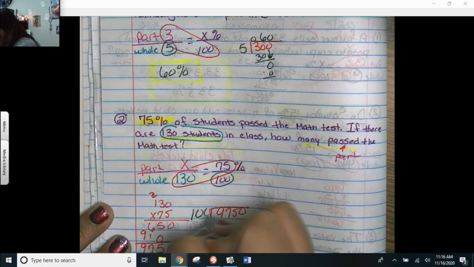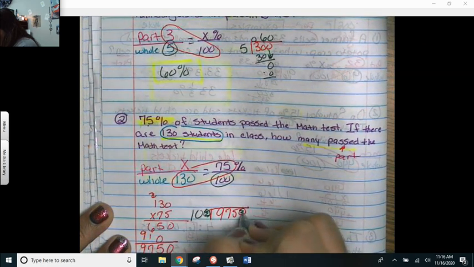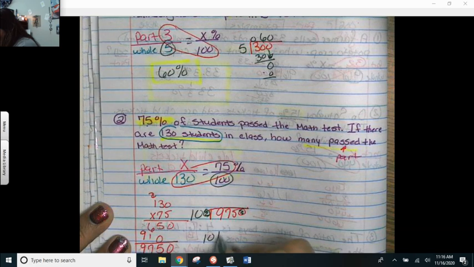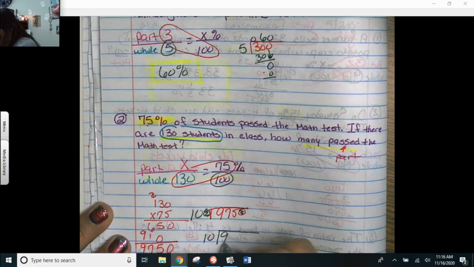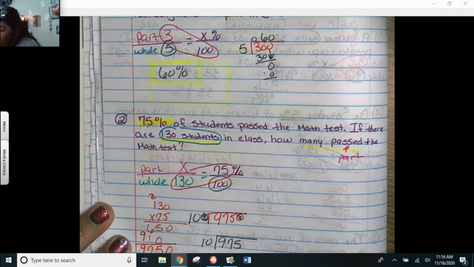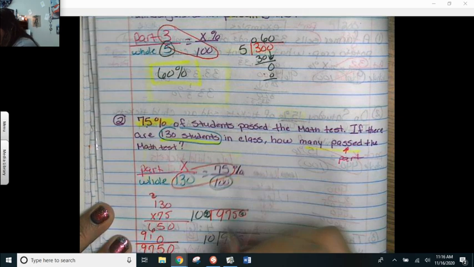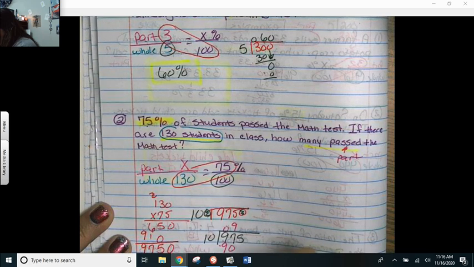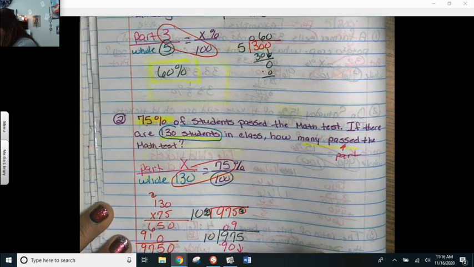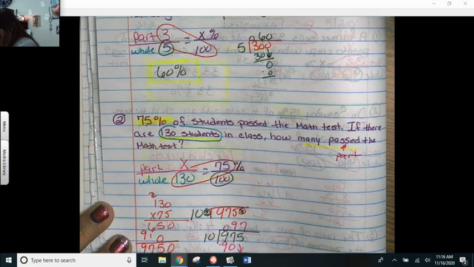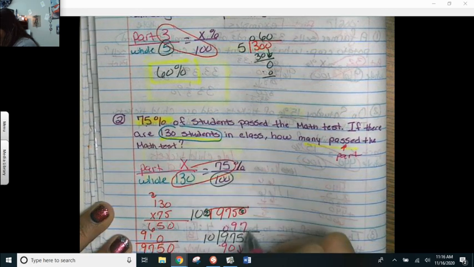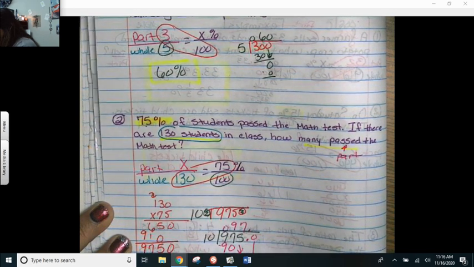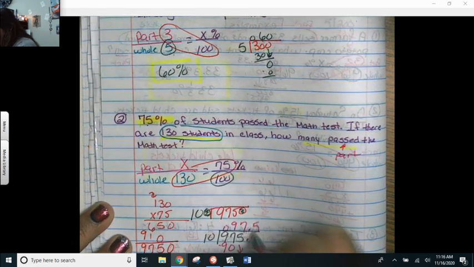Ooh, I like this one. Take out 1 zero from each because I get to use that shortcut. 97.5. So that goes 9 times. Bring down my 5. That goes 7 times. Add a decimal. And it goes 5 times.